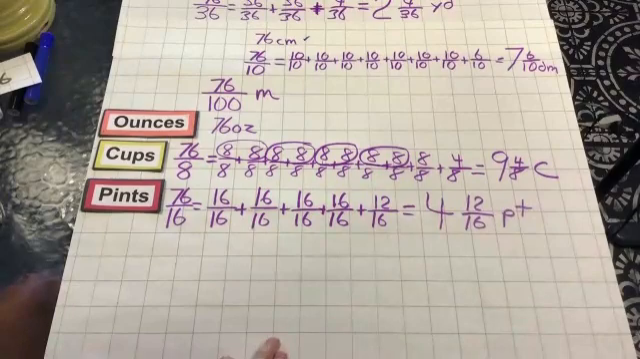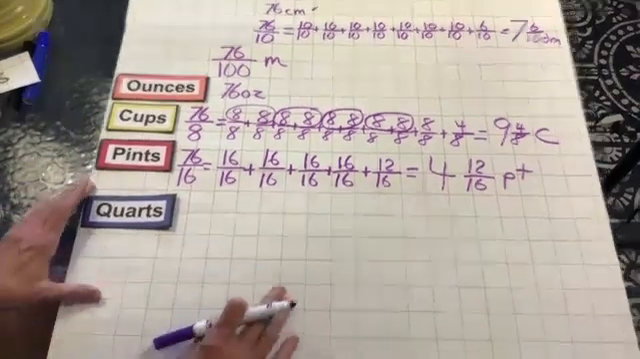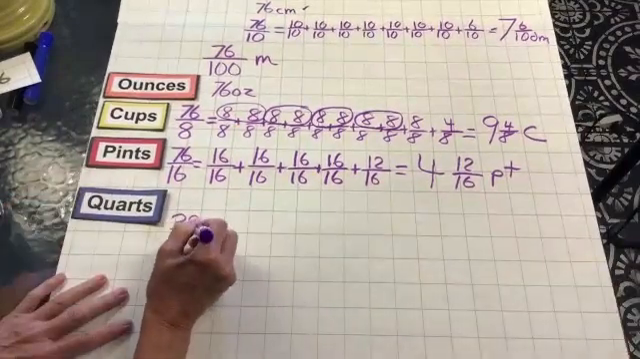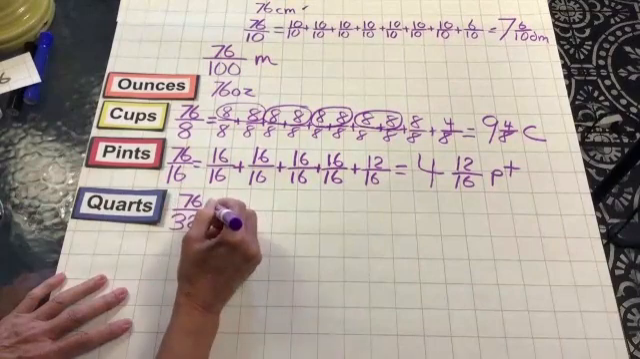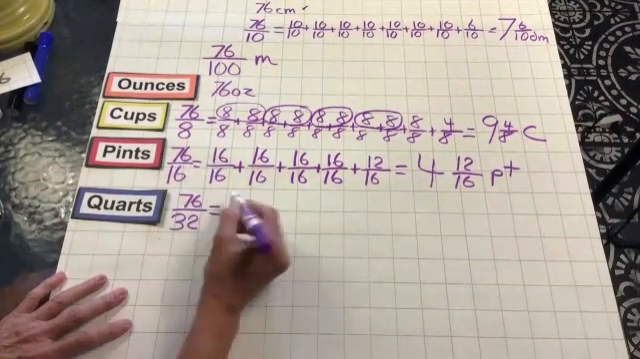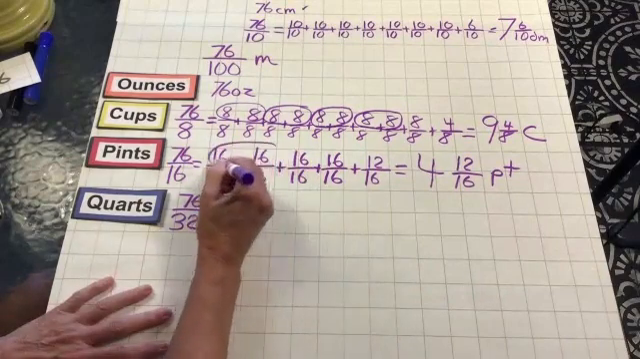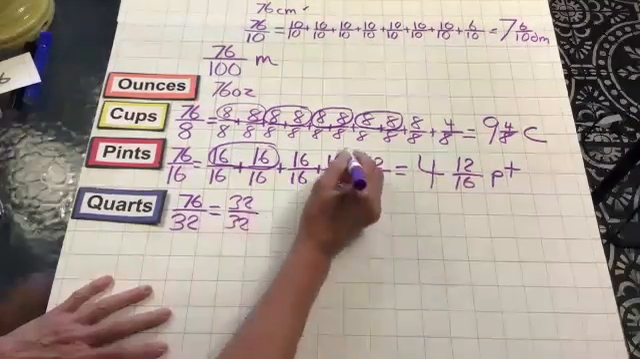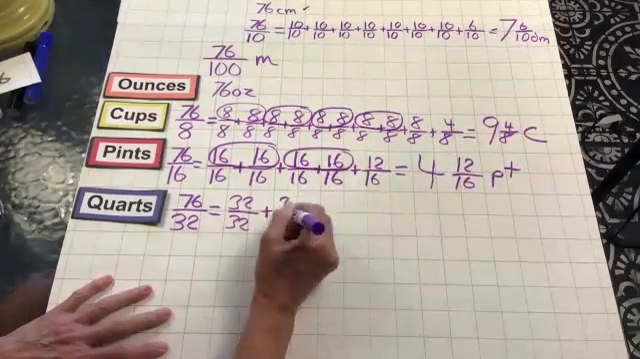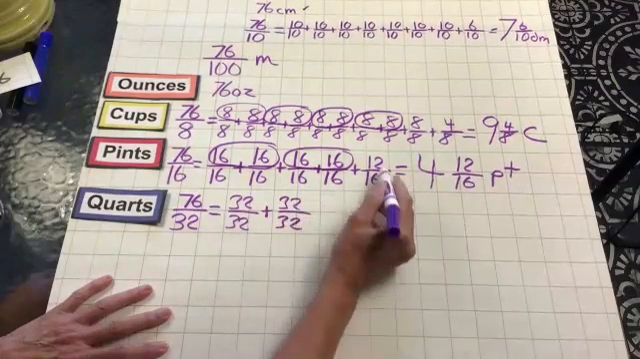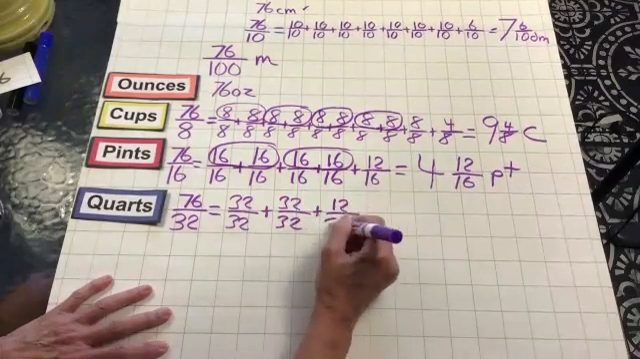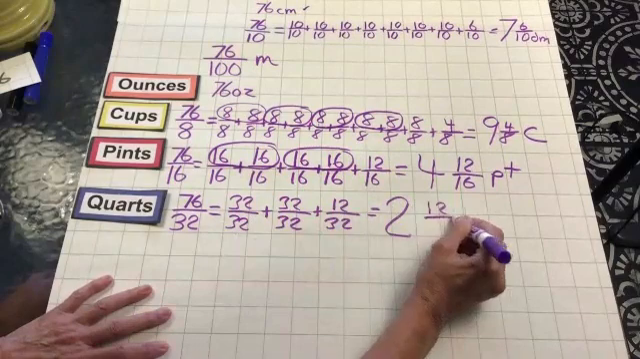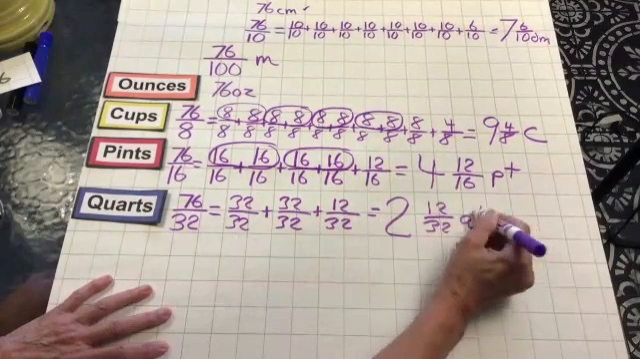Looking good. Let's go on to quarts. We're going to use our pints to figure out our quarts. So it takes 32 ounces to make a quart. We have 76. So we're going to create an addition problem to equal 76 over 32s. So 2/16 equal 32. So there's 1 quart. 2/16, 2 quarts. And then we have 12 of 32. So we have 2 whole and 12/32 quart.